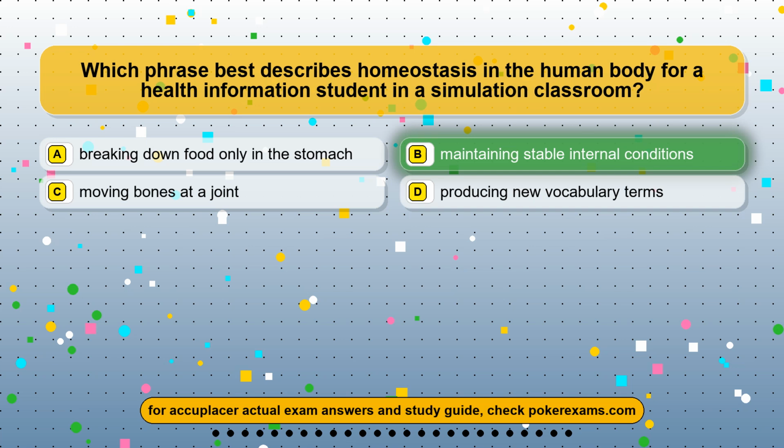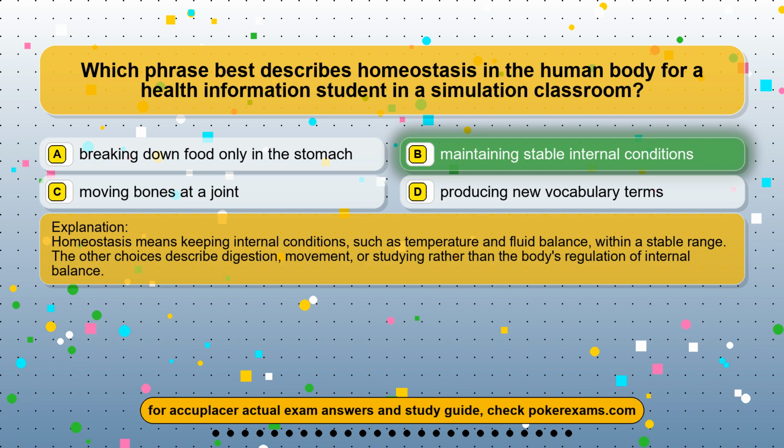The correct answer is option B. Maintaining stable internal conditions. Homeostasis means keeping internal conditions, such as temperature and fluid balance, within a stable range. The other choices describe digestion, movement, or studying rather than the body's regulation of internal balance.